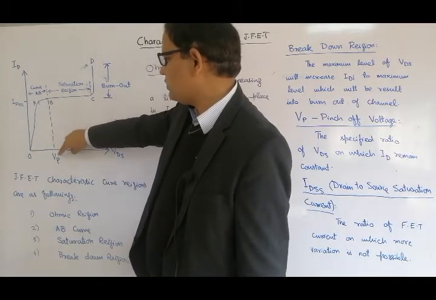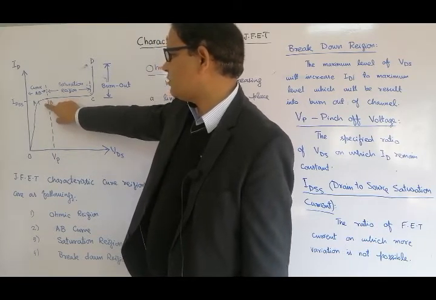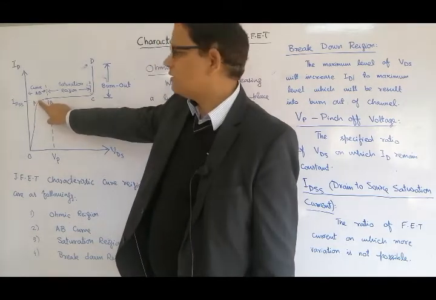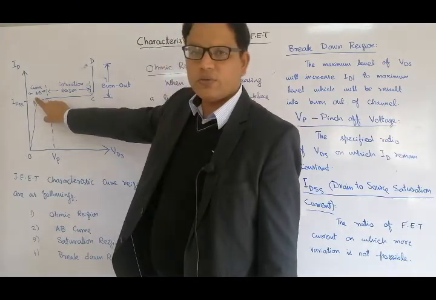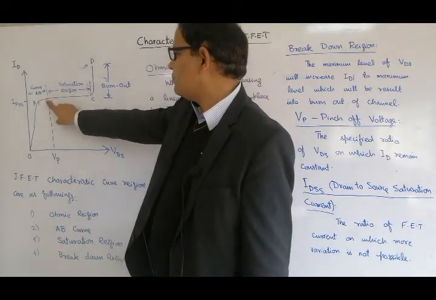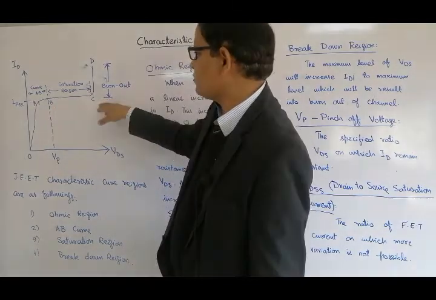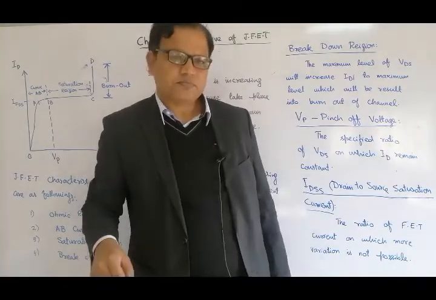From this point to point B is basically VP, that is the pinch off voltage, and from point A, where the curve is bending, to point B, this is basically the curve AB. We will study this also. From point B to point C, this is the saturation region, and from C to D, this is the burnout region of the channel.